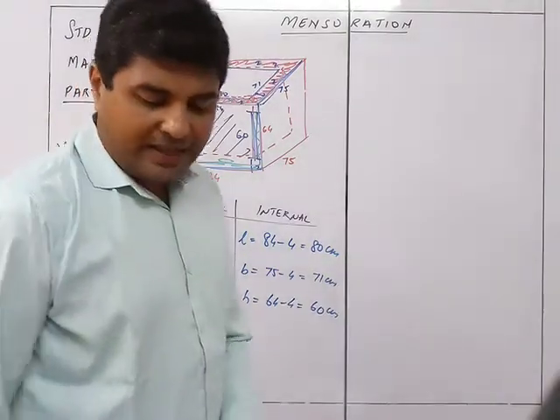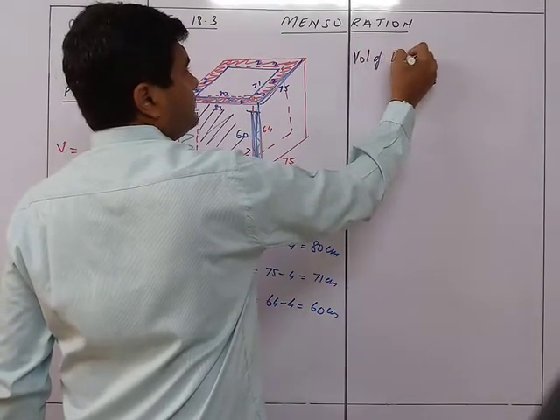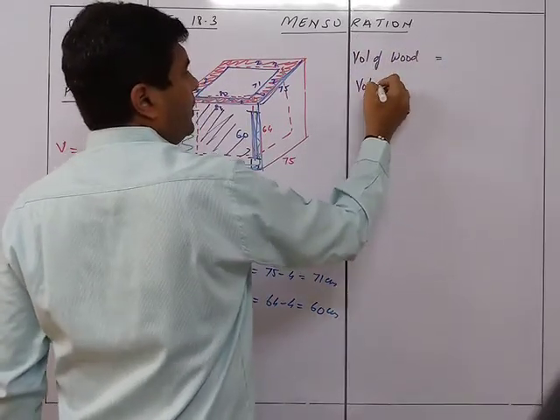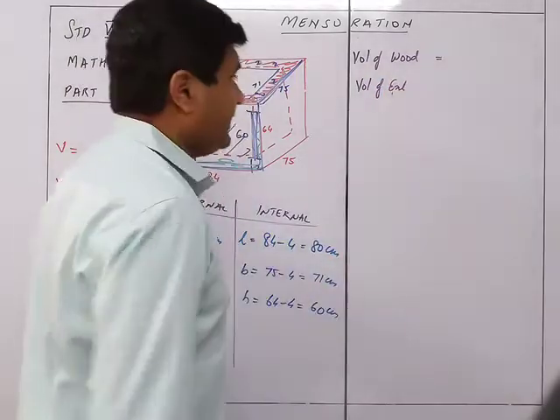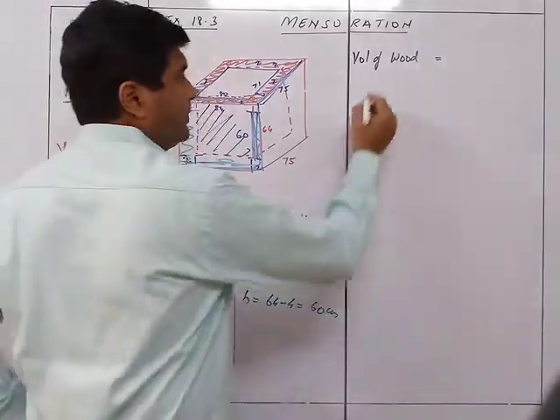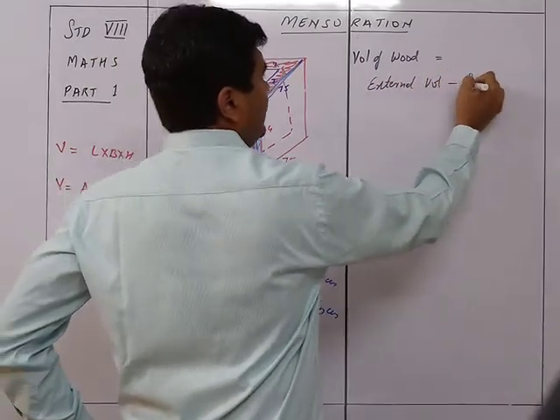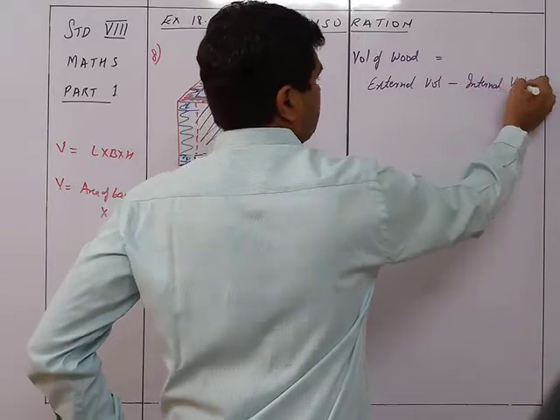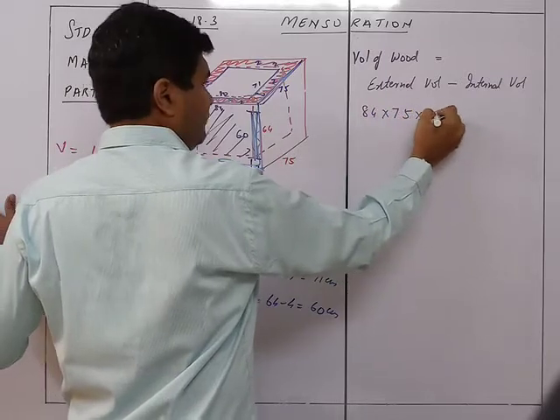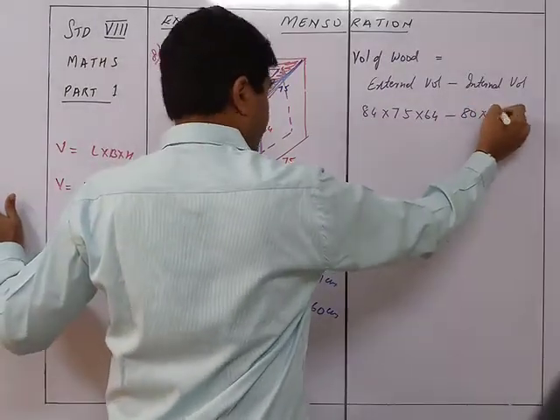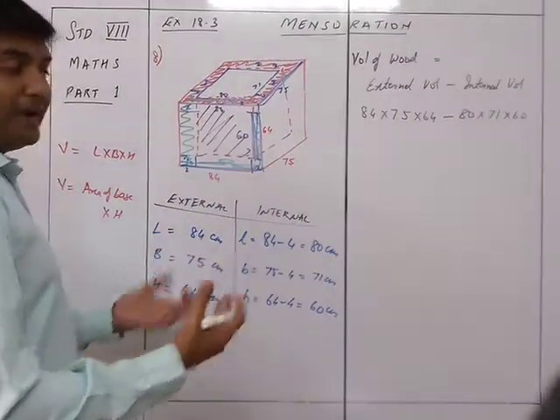So we now know that we need to find out the volume of the wood. Volume of wood is equal to the external volume minus the internal volume. So that will give me 84 into 75 into 64 minus 80 into 71 into 60. We don't have a choice but to just multiply this as it is.